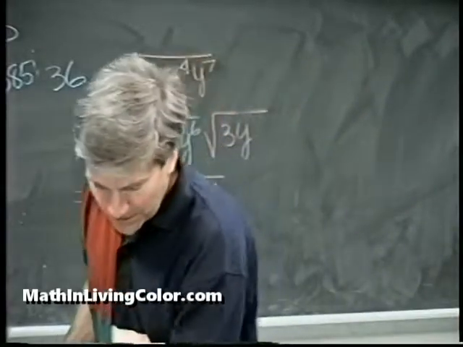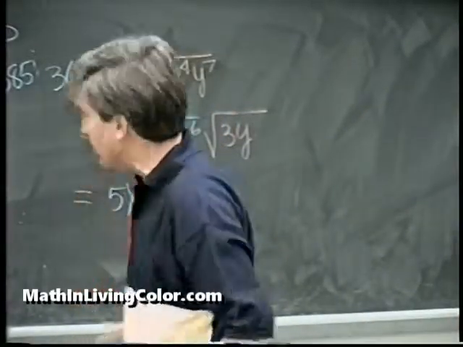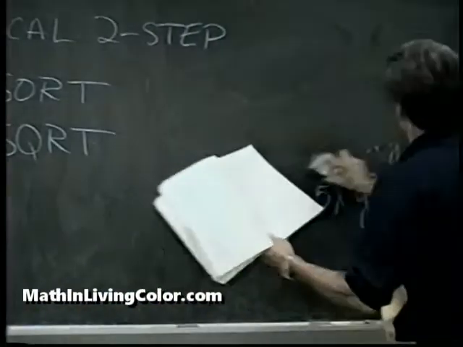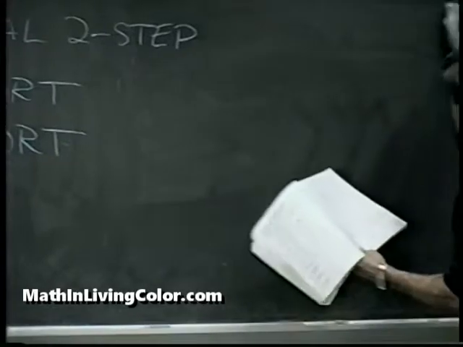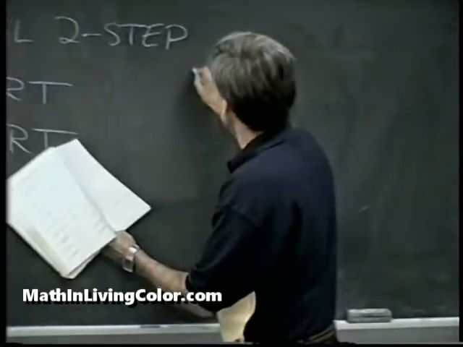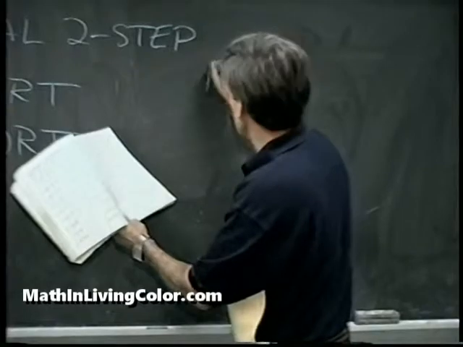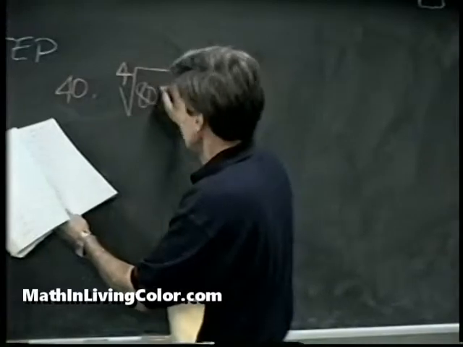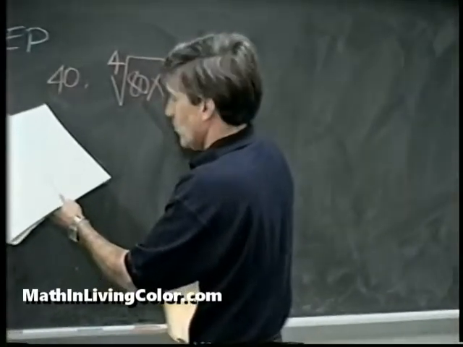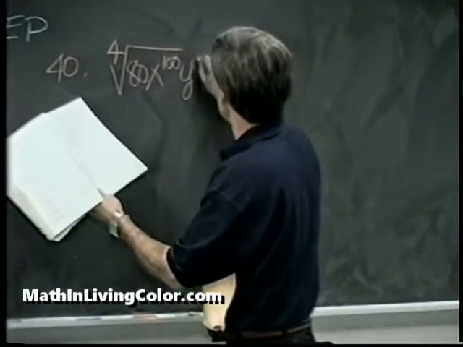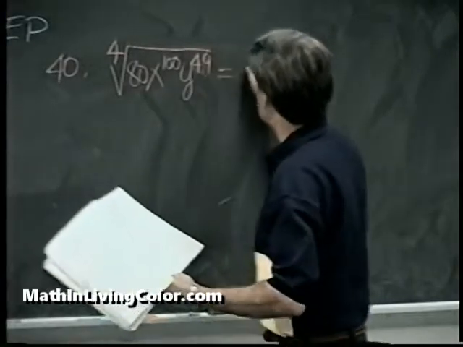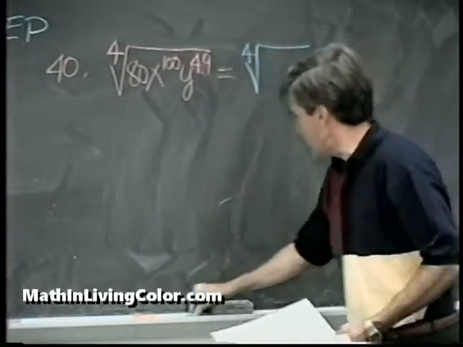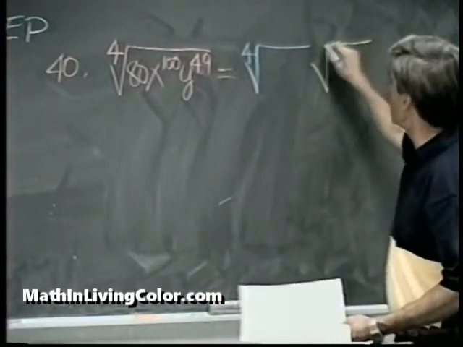Now, when you get to a more complicated problem, like number 40, we've got a fourth root. It's the same idea. Sort, and then do the radical. Make your first step to do the sorting. Number 40, it says the fourth root of 80, x to the 100th, y to the 49th. And my first step is to break it down into two separate fourth roots: a fourth root times a fourth root.